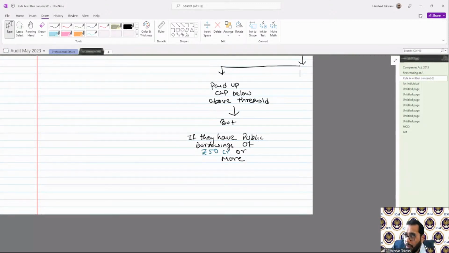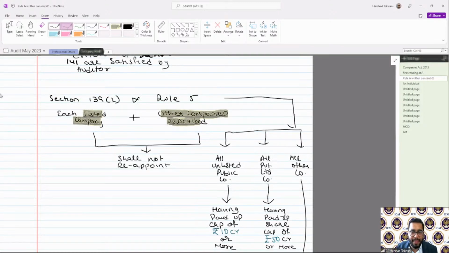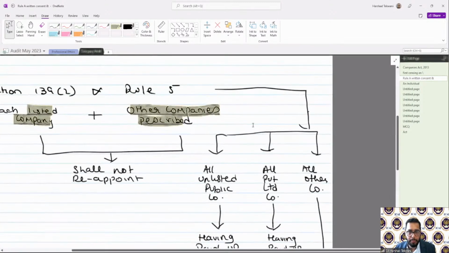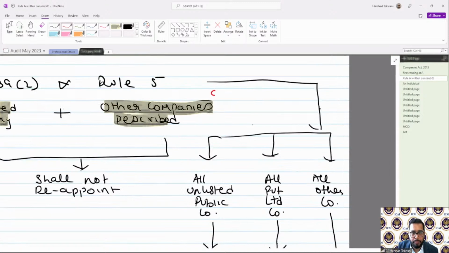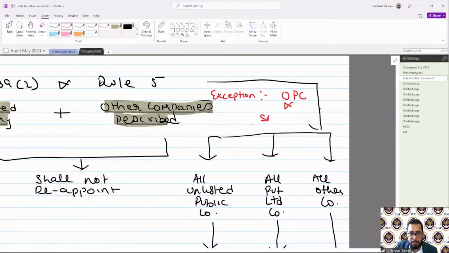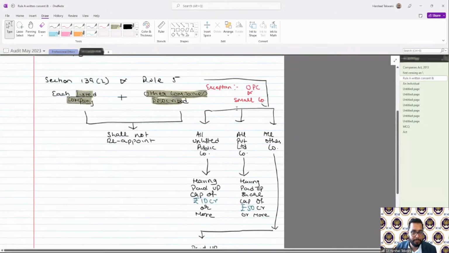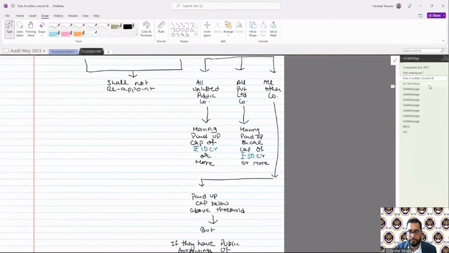Now, there is an exemption to this. The exemption says that one-person company and small company are not covered. The exception to this is one-person company and small company. They are not covered. Clear?